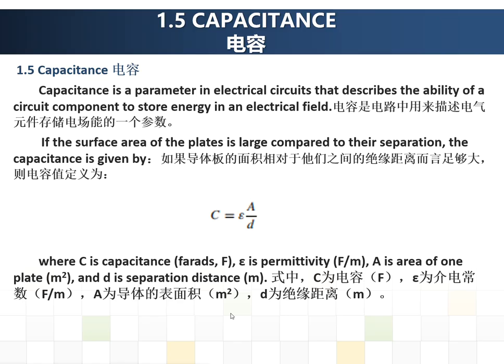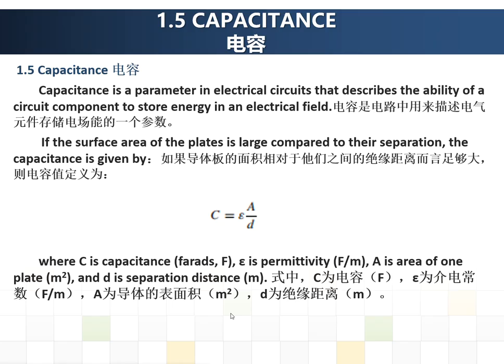Section 1.5, capacitance. Capacitance is a parameter in electrical circuits that describes the ability of a circuit component to store energy in an electrical field.